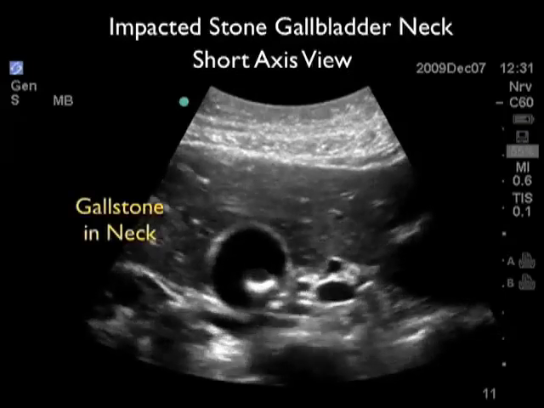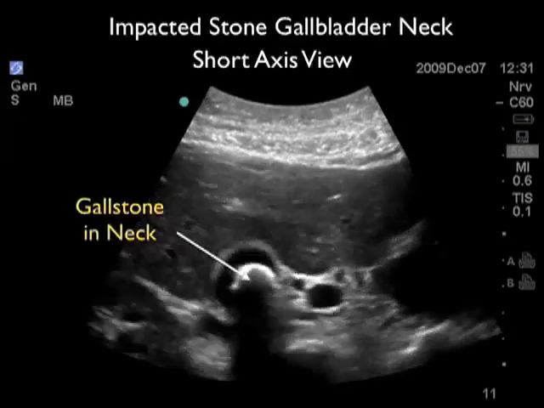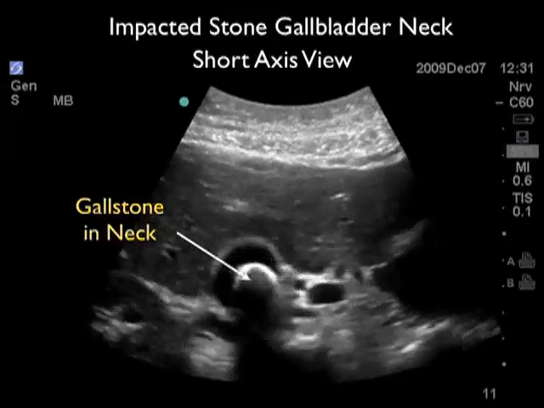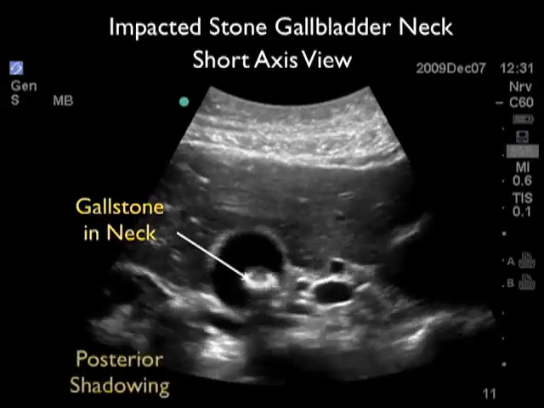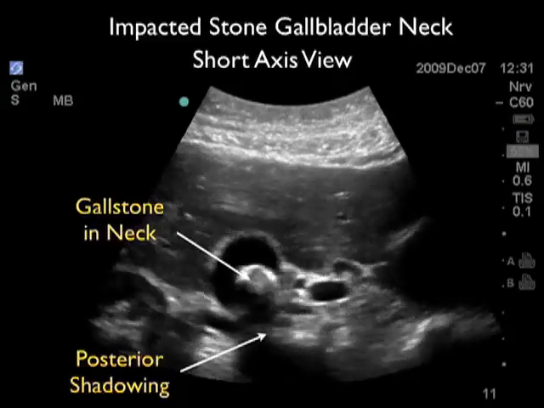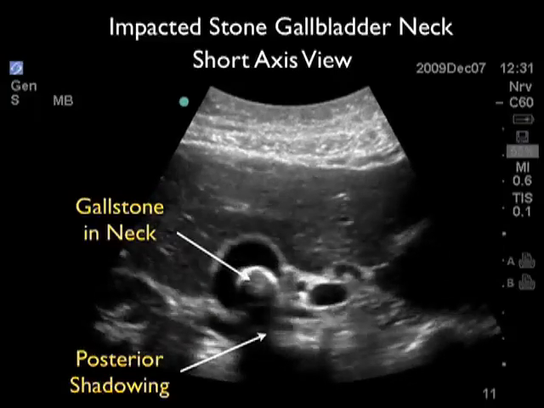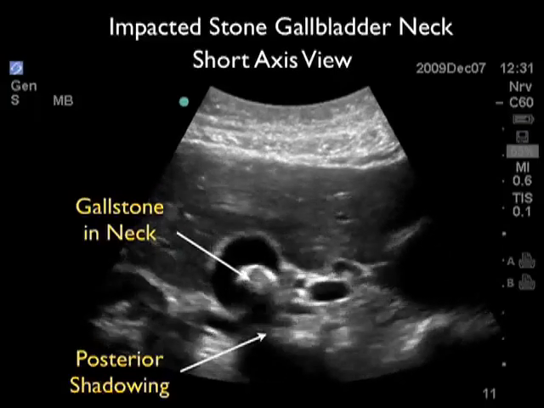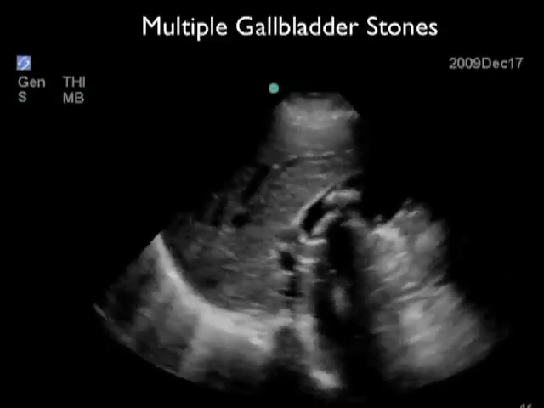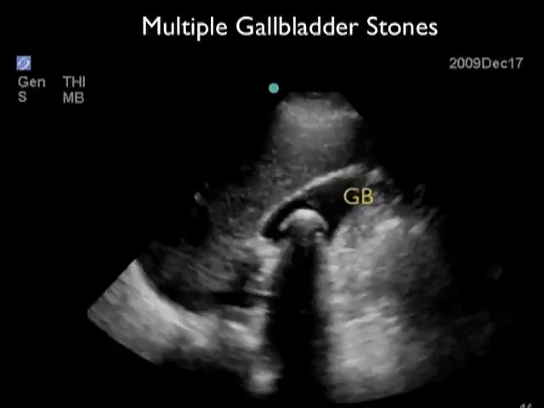The probe is located in the subcostal plane with a marker over towards the patient's right. Thereby we're cutting the gallbladder into cross sections so the gallbladder will appear as a circle on the ultrasound screen. We see here a gallstone, that hyperechoic area within the gallbladder lumen, and again the posterior acoustic shadowing confirming the presence of a gallstone.